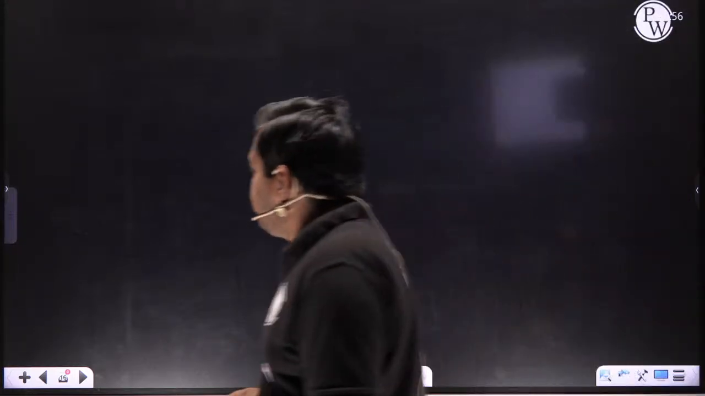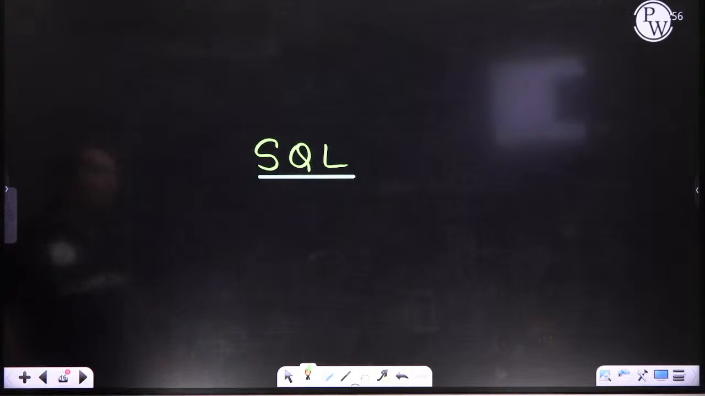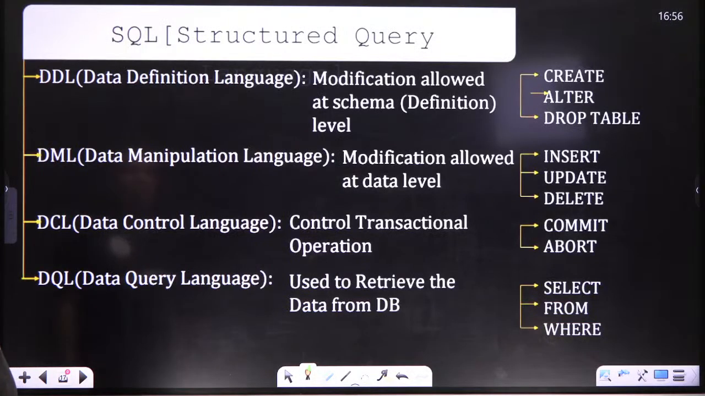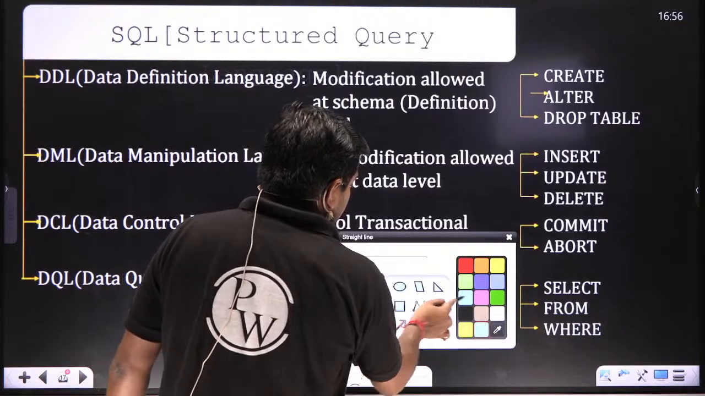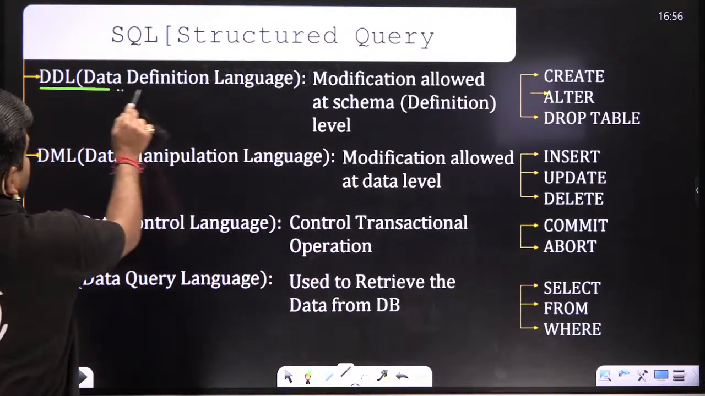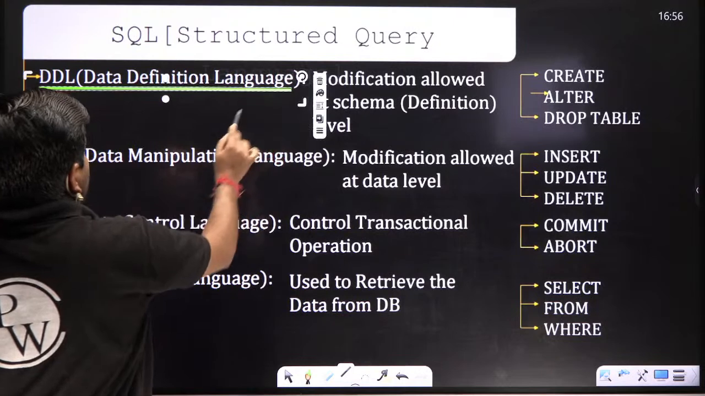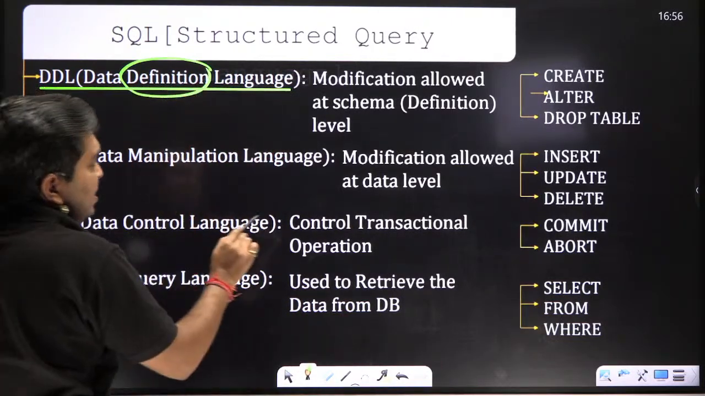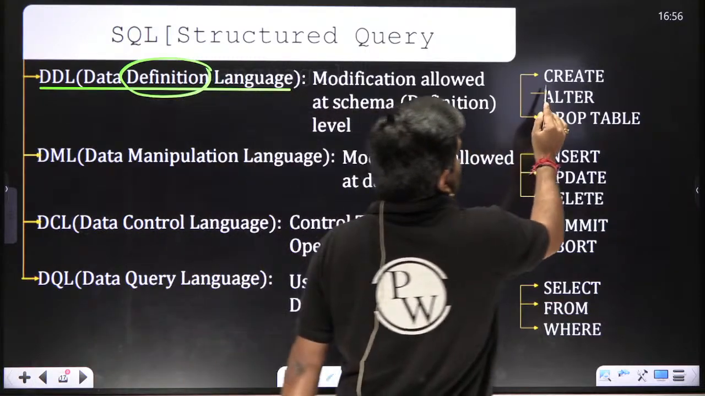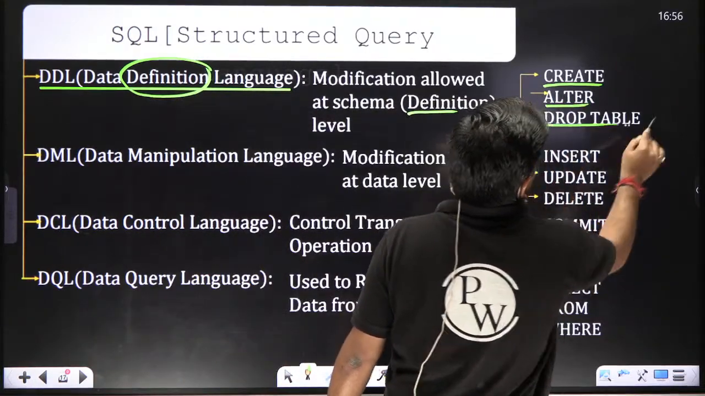Very good. Now listen. I am going to start SQL, structured query language. There are various parts: DDL, DML, DCL. DDL means data definition language. In this, modification is allowed at the definition level. For example, create table, alter table or drop table.